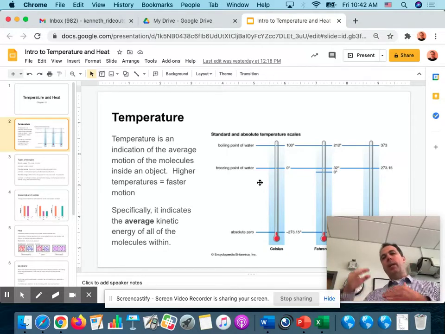And so not only are the points different, right? The numbers are different. You have to scale it this way, but also the size of the degree is different, right? So the formula to go back and forth between Celsius and Fahrenheit involves scaling and shifting both ways, right? A linear scale.